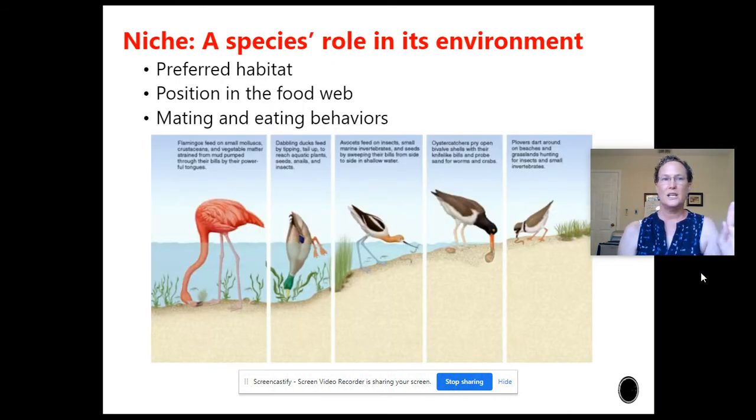Okay, now we're going to get into a niche. A niche is a species' role in its environment. It's the preferred habitat, position in the food web, and it's the mating and eating behaviors, all right? So you can think of a habitat as the place where an organism lives. For example, on this picture, all these birds live at the shore, at the seashore. And the niche is how the organism uses its habitat. So each of these birds has found a way to use their habitat differently. So they can all exist in the same habitat, but occupy different niches. Okay, so that's the way to think about it.